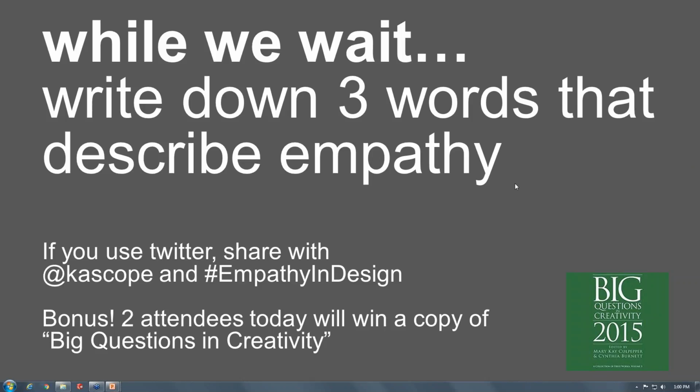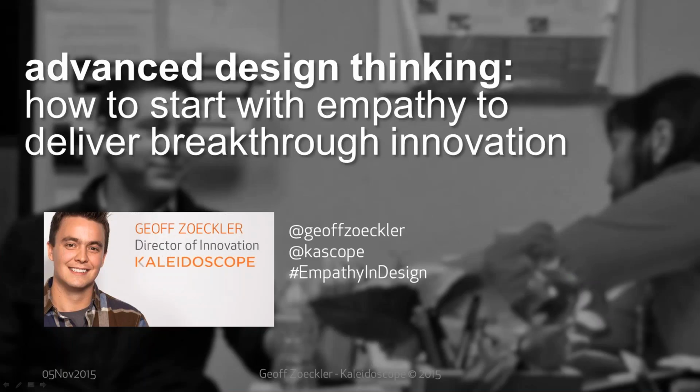All right, so it's about 1 o'clock, so we're going to go ahead and get started. Hopefully you are in the right spot. We are going to be talking about advanced design thinking, and specifically how to start with empathy to deliver breakthrough innovation. I'm going to introduce myself a little bit more in just a moment, but if you're trying to follow me through Twitter in the future, I'm @Geoff Zoeckler. I work for Kaleidoscope, and their symbol is KA-scope. And also we're going to be using the hashtag empathy in design for any of your thoughts today.